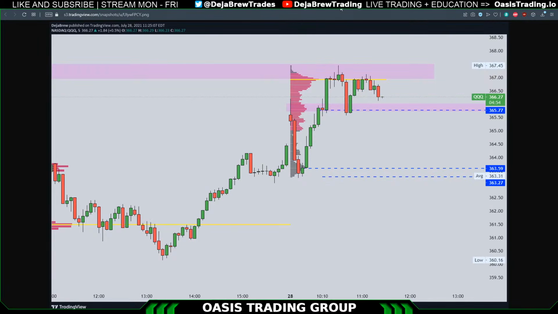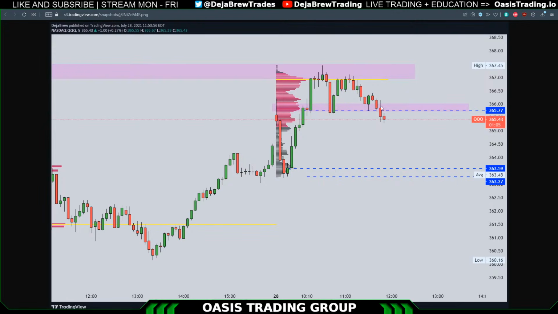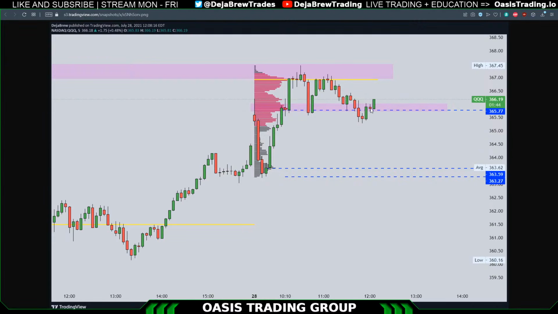Let me get rid of some of these older screenshots. So we pull off POC, bearish price action here, but then we start to reclaim, bouncing off the value area low. So as long as that value area low holds, this is still slightly bullish. And then we reclaim the support node here, so that looks even more bullish.